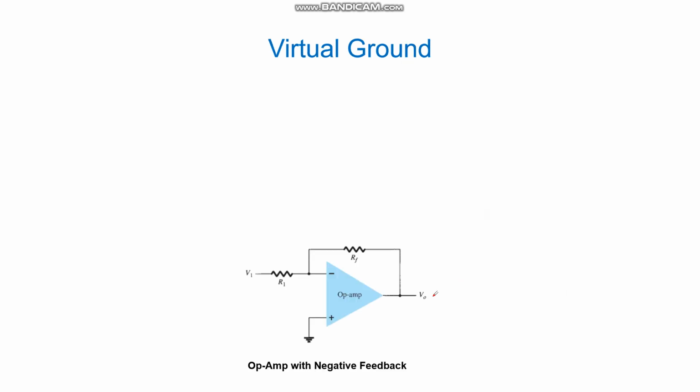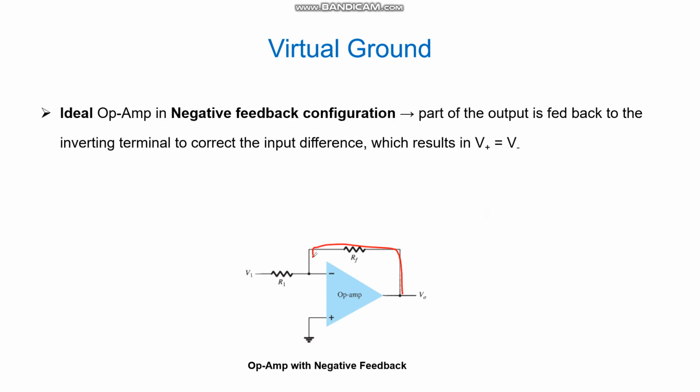This is an operational amplifier circuit in negative feedback configuration. Output is connected to the negative input terminal through this path. Let's assume the voltage at the positive terminal is greater than the voltage at the negative input terminal. Then the output voltage will be positive. And a part of the output voltage will be fed back to the input terminal via this feedback path so that eventually the voltage at the positive input terminal and negative input terminal will be equal.